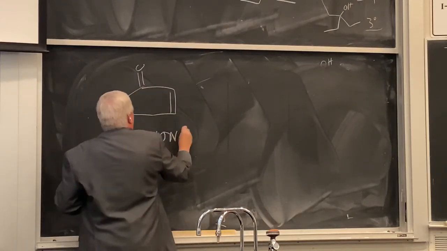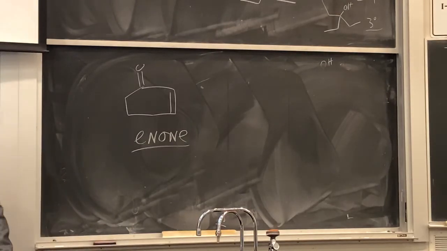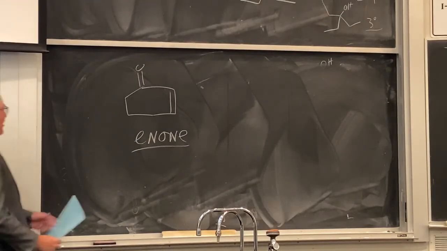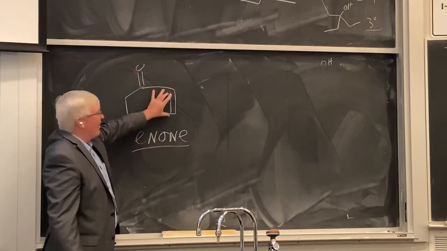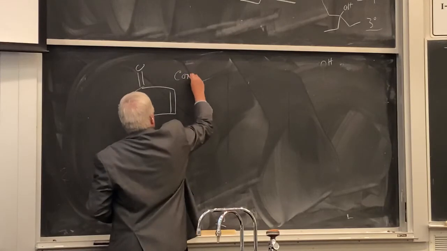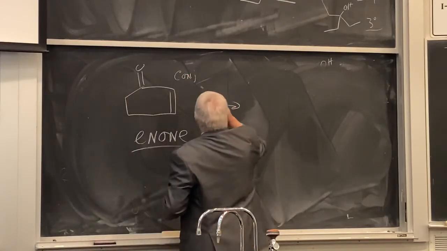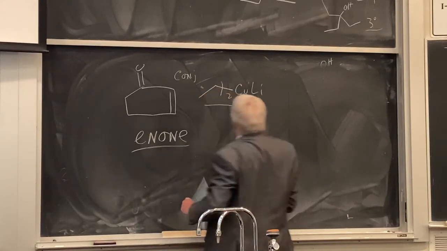And when we say enone, that's kind of a funny looking word. No, not Ewok, or it's not some Star Wars character, enone. It almost sounds like that. It's a contraction of alkene, ketone. And here it is, ketone, alkene. And they have to be conjugated to each other, okay? And cuprates are very good at this. So let's look at diethyl cuprate here.